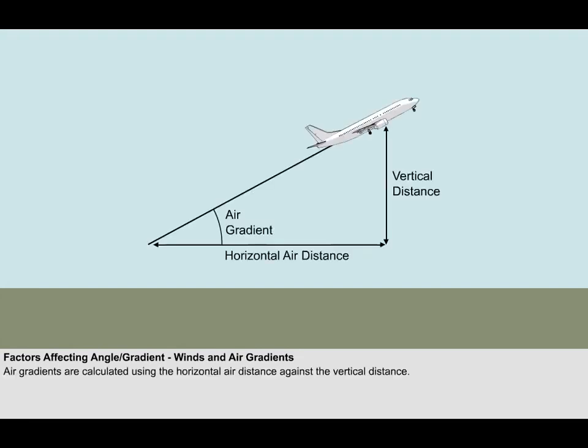However, the effect of wind varies according to what type of gradient is being discussed. There are two types of climb gradient we need to look at. The first is the air gradient. This gradient is calculated using the horizontal air distance against the vertical distance. The start point of the gradient is air-based.